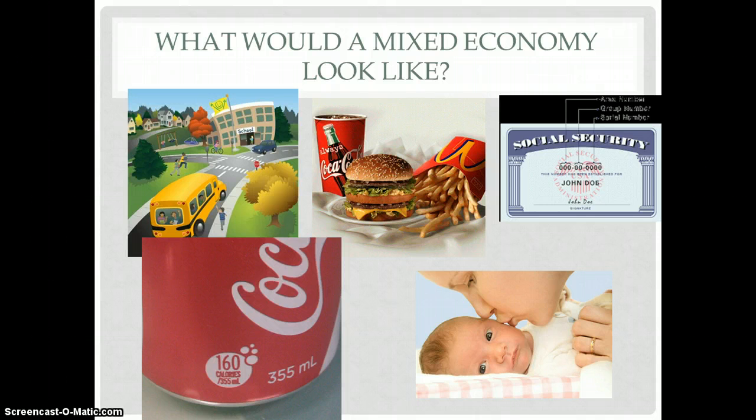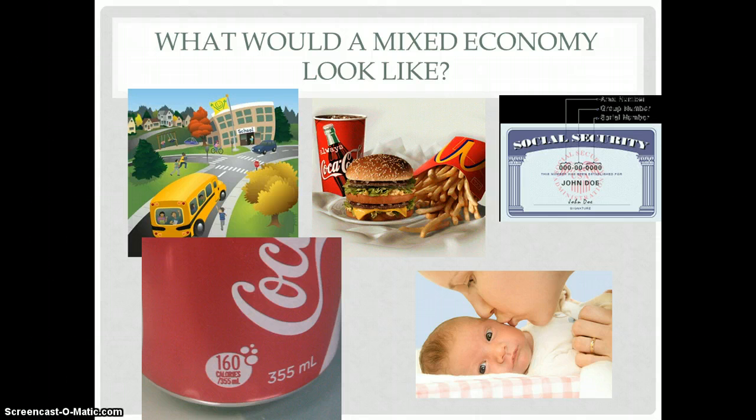However, the label says 160 calories. That's not free market. That's more of a command economy thing because that is a regulation. That is the government saying, you have to tell people how many calories are in your product. Why do they do that? Because the government says, we want to make sure people are healthy. If they see how many calories are in this, maybe they won't want to buy it. They still buy it. Well, that's a good point. They still do buy it.